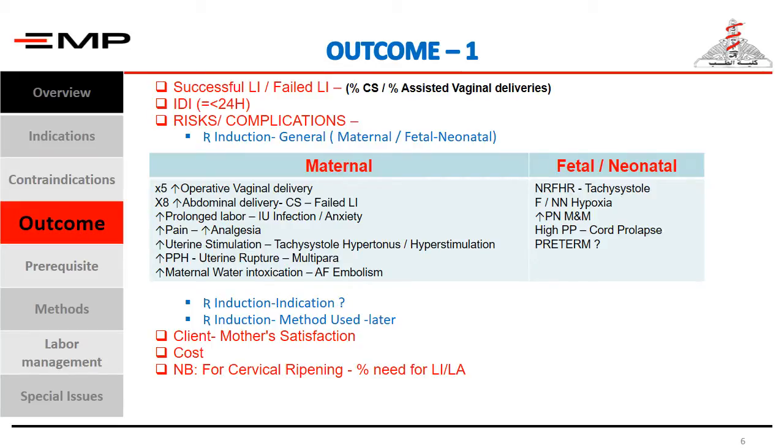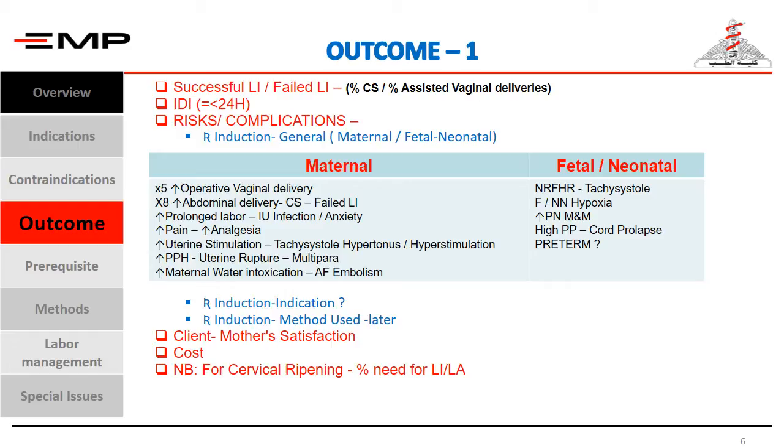When comparing different protocols for induction of labor, outcome measures include, first, the success rate percentage. Overall, induction of labor will achieve 60 to 80% spontaneous vaginal delivery, and about 10 to 20% will have assisted vaginal delivery, while cesarean section rate ranges from 10 to 20%. Failed induction should only be diagnosed in the active phase with cervical dilatation more than 6 centimeters after 12 hours of rupture of membranes.